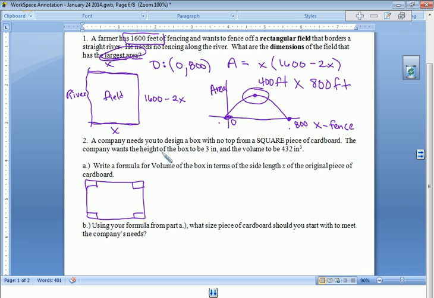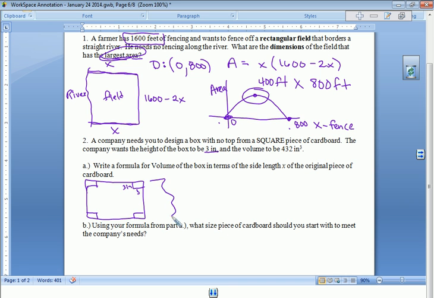Now, what did it say the height of the box needed to be? 3 inches. So on this picture, where would the 3 inches go if that was to give us the height? The cuts, yes. All of these little squares that we cut out are 3 by 3s, because when we fold that up, that gives us the height, doesn't it?